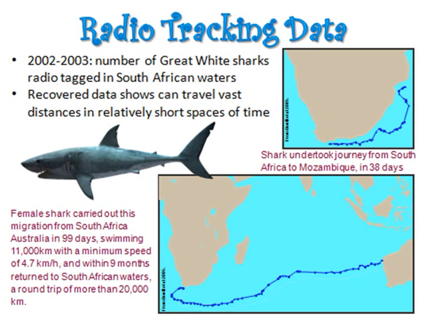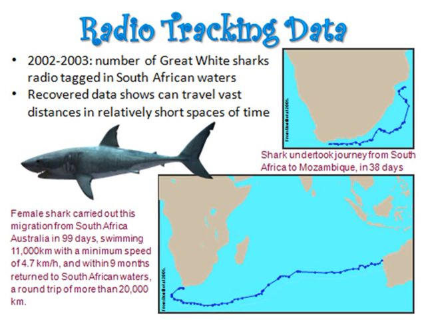You can get some really neat data using radio tracking devices. So what you see here is a couple of tracks shown of great white sharks that were tagged in waters off the coast of South Africa. On the top one on the right-hand side, this shark traveled this path from South Africa over to Mozambique on the east coast of Africa, and they did that in 38 days.